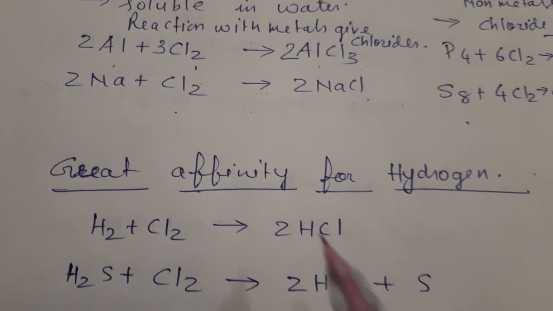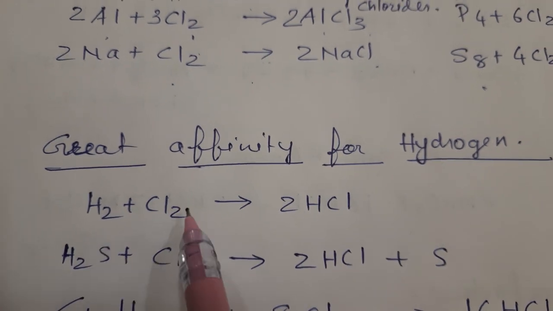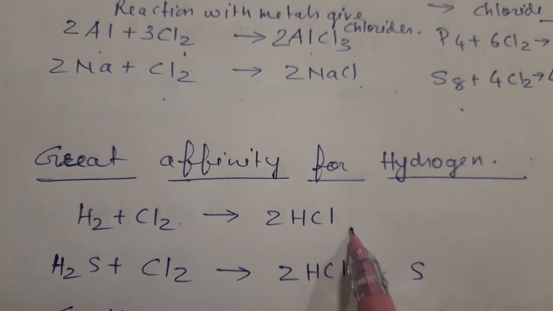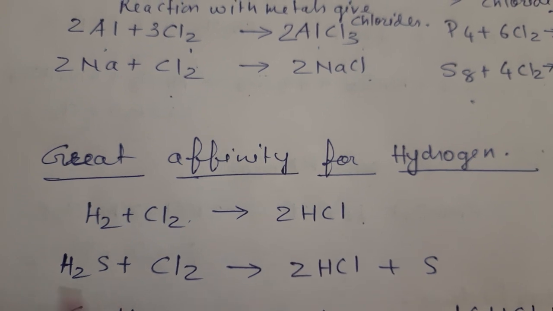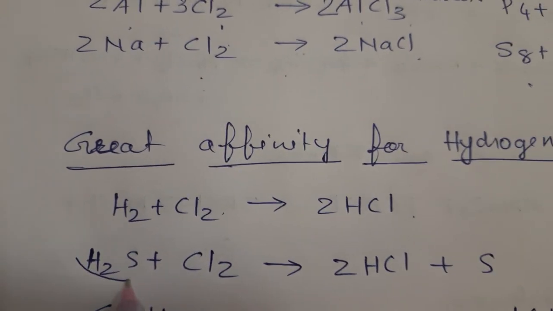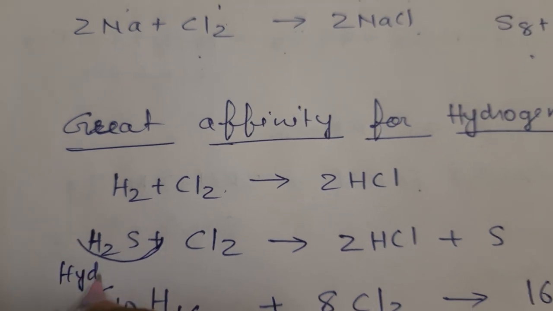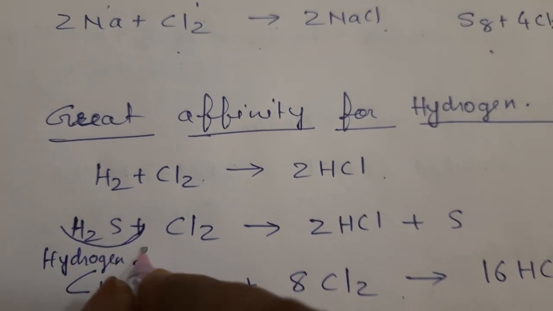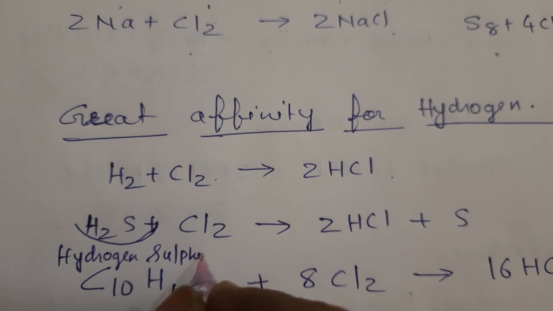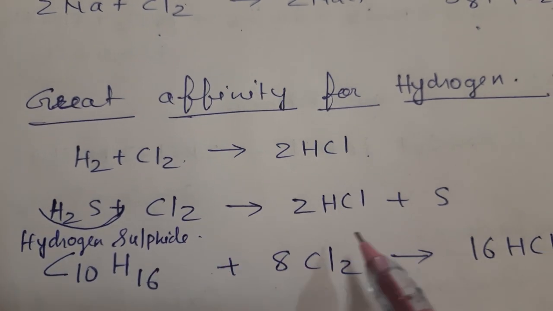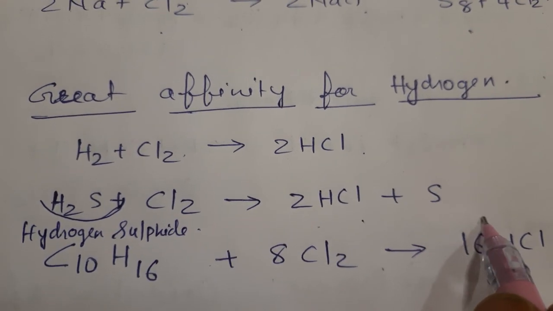It has great affinity for hydrogen. When it reacts with hydrogen, it gives hydrogen chloride. हाइड्रोजन कंटेनिंग कंपाउंड के साथ भी ये रिएक्शन करेगा. This is hydrogen sulfide. So hydrogen sulfide plus chlorine will give us HCl plus S.